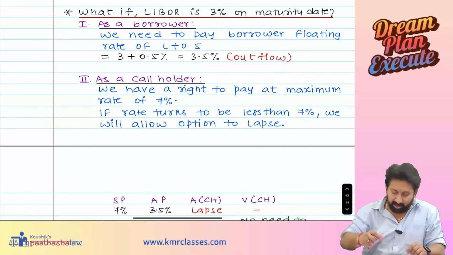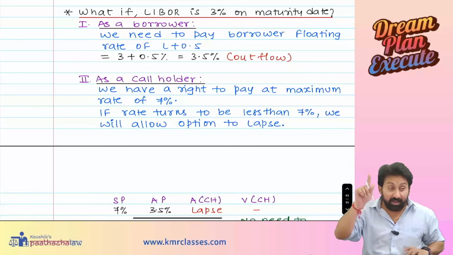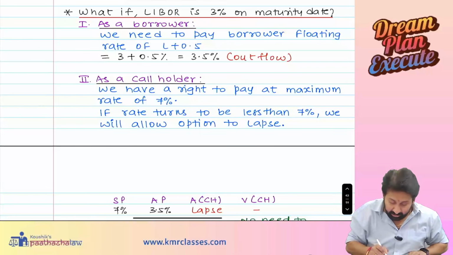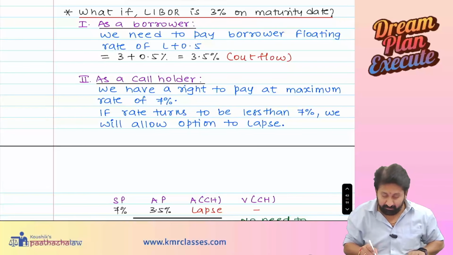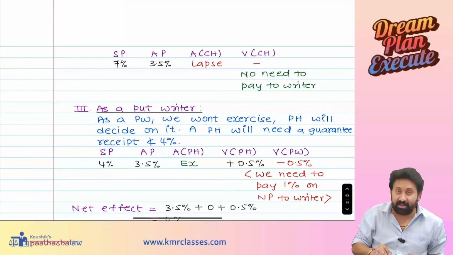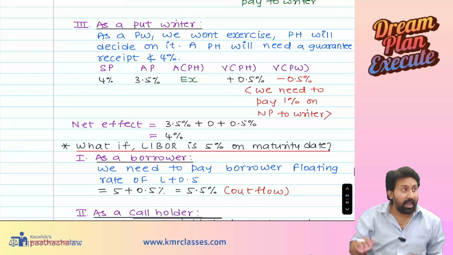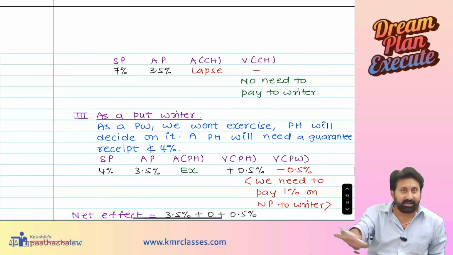So if LIBOR is 3% on maturity date, what will happen? I will really make a borrowing at 3 plus 0.5, 3.5%. As a call holder, what will happen? My SP is at 7. I have an option to buy interest at 7, but which is available only at 3.5. I will lapse. No need to pay the writer. This contract is closed.